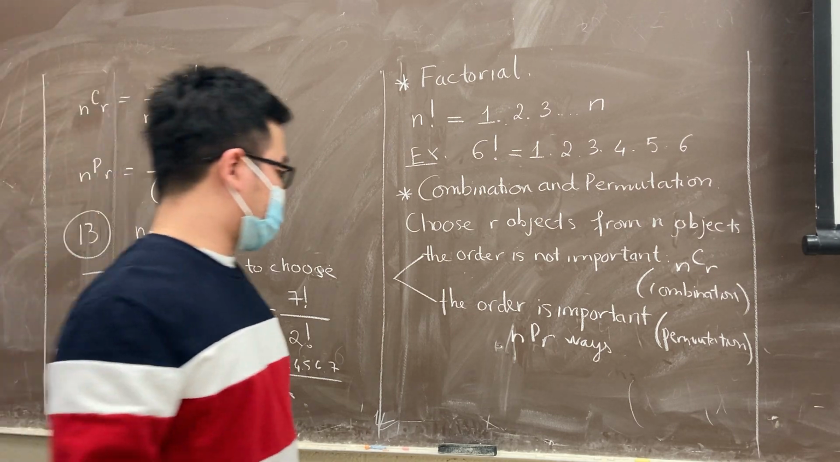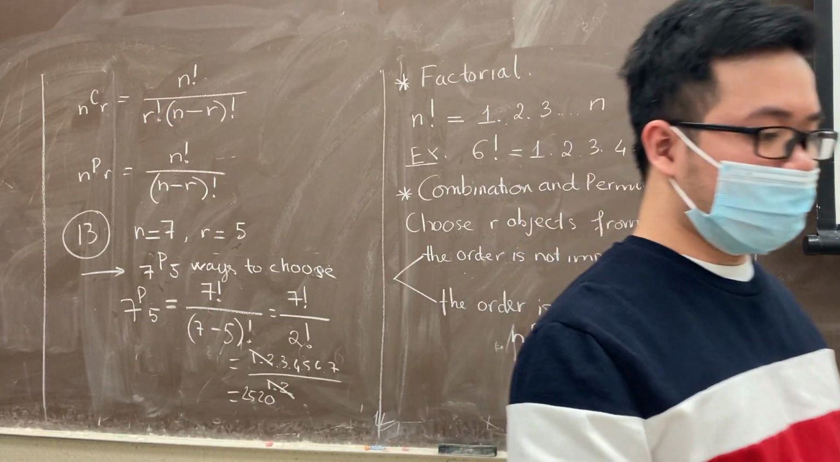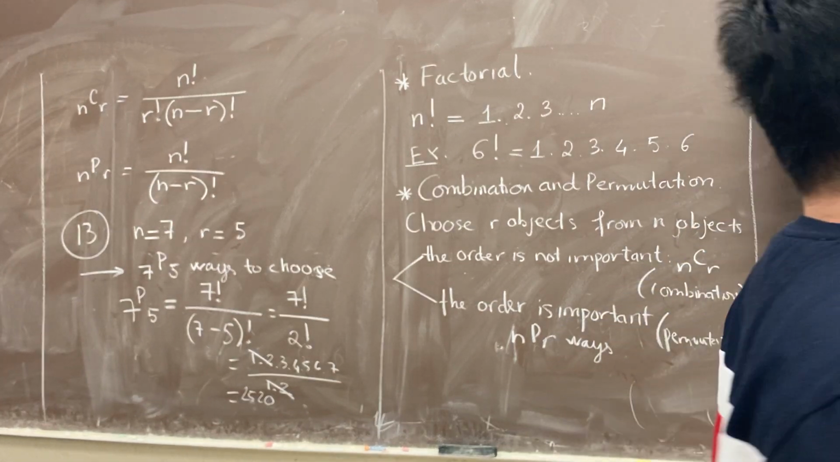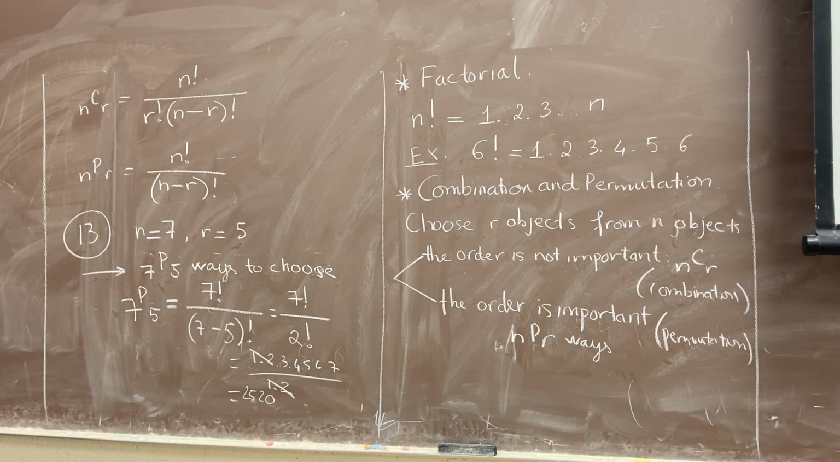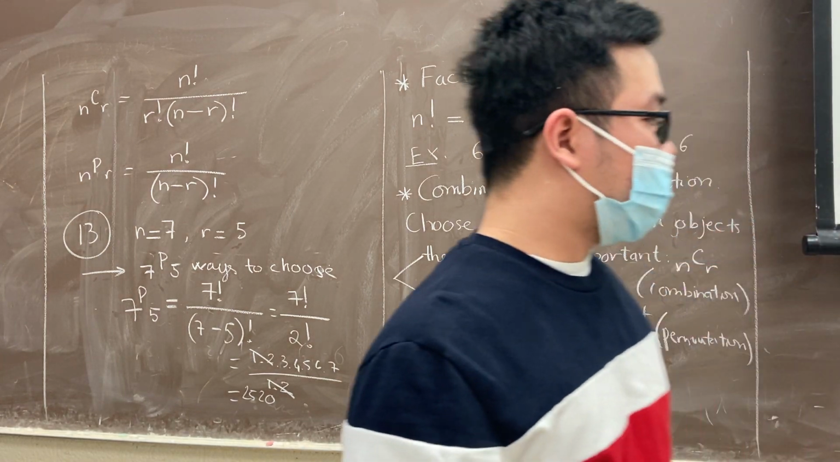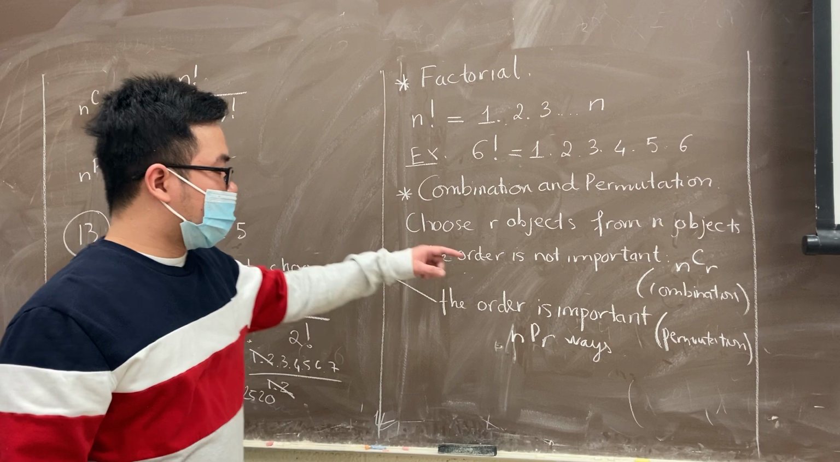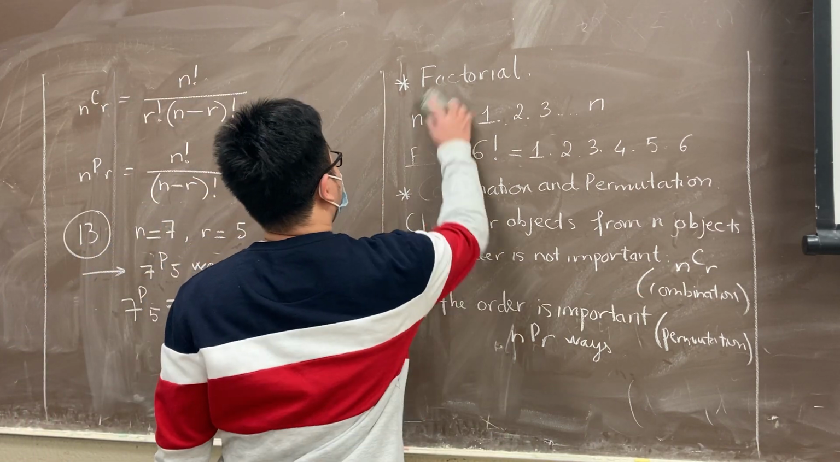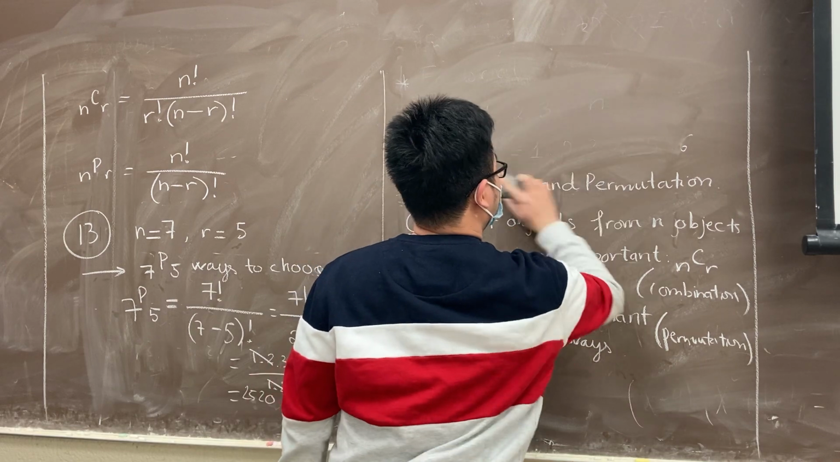Because when we choose toppings, for example, chicken and fish, if you choose chicken and fish, it's the same as you choose fish and chicken. Right? So it's not different. So in this case, question 14, the order is not important, so now we will use combination, right?